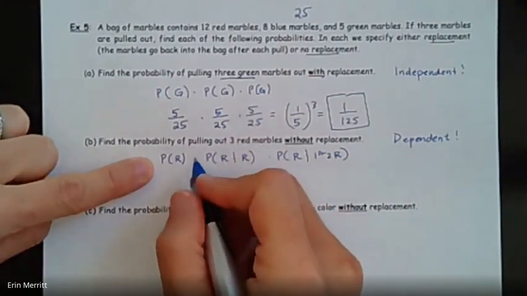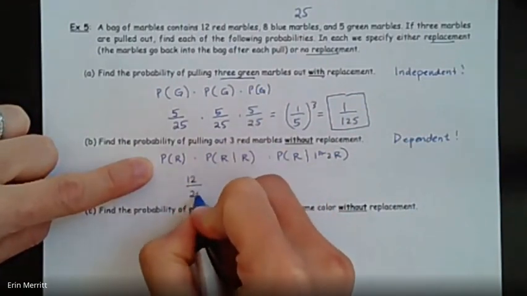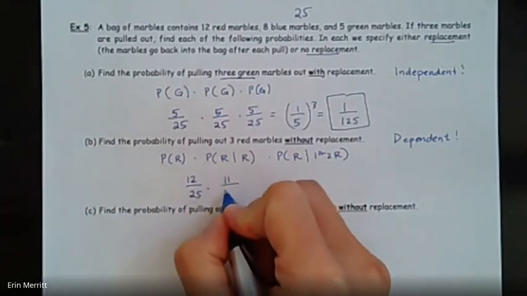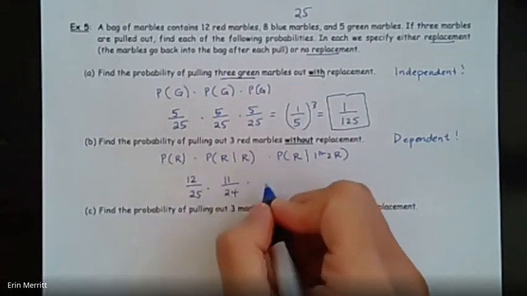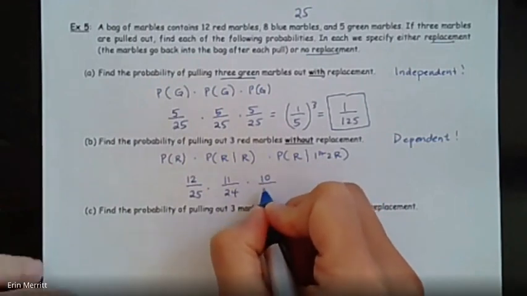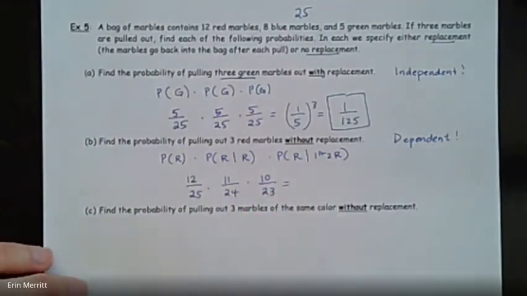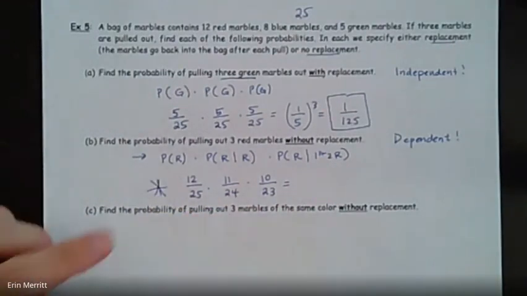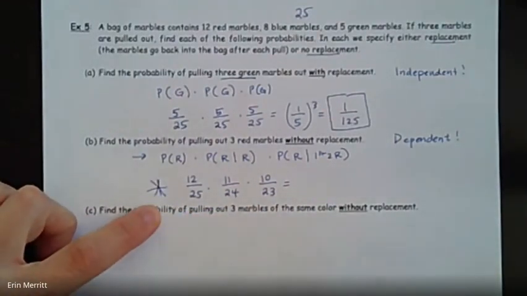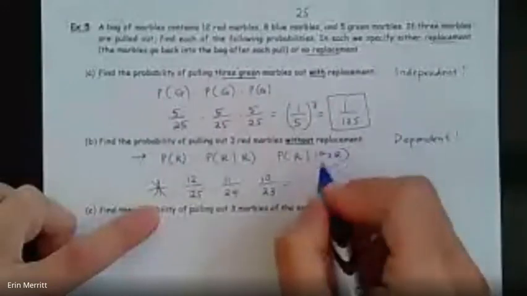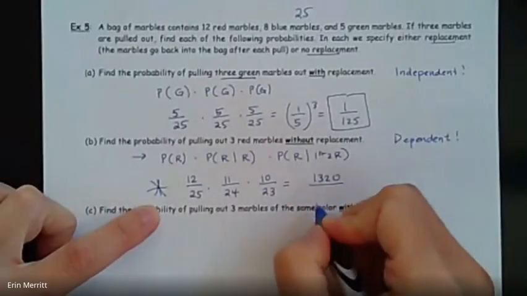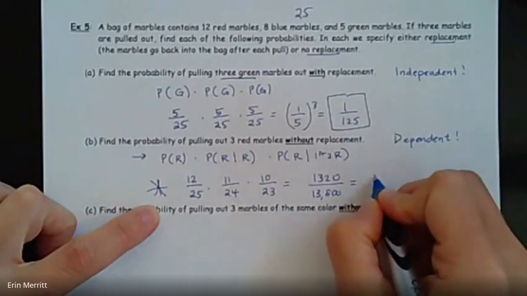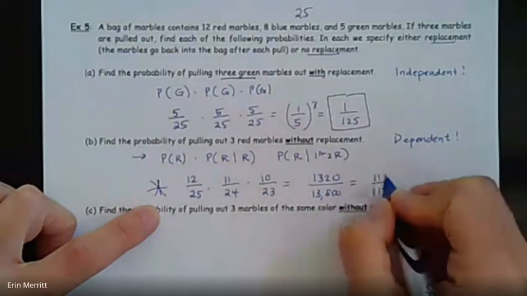So the first time, chance of getting a red marble, there's 12 of them out of 25. The next time you took out a red marble, so there's only 11 in there, and there's 24 total. You kept that one. Now there's only 10 out of 23. So don't worry about this part. Focus on that part, all right? And then multiply it all out. If you trust my calculations, which I hope you do, would be 1320 over 13,800, and that'll reduce to 11 out of 115.